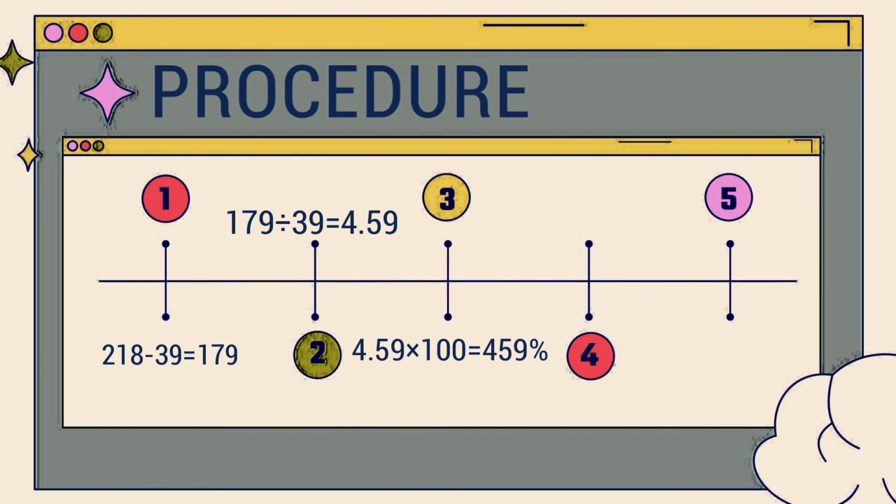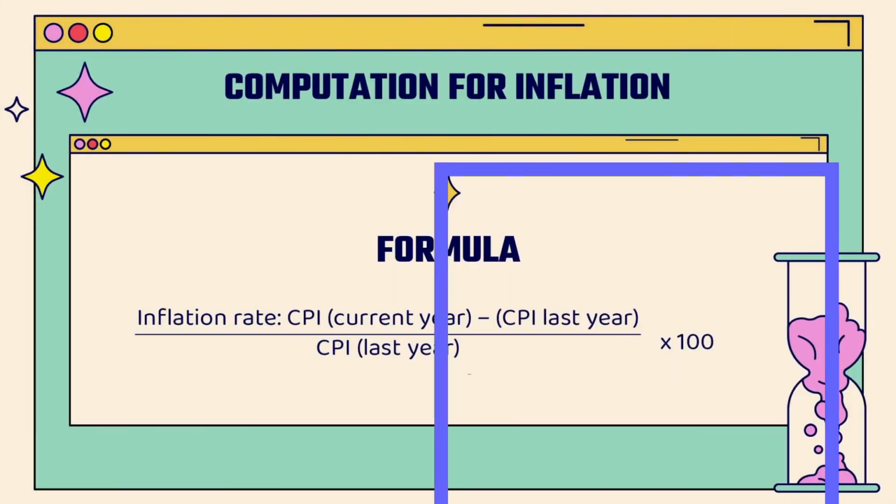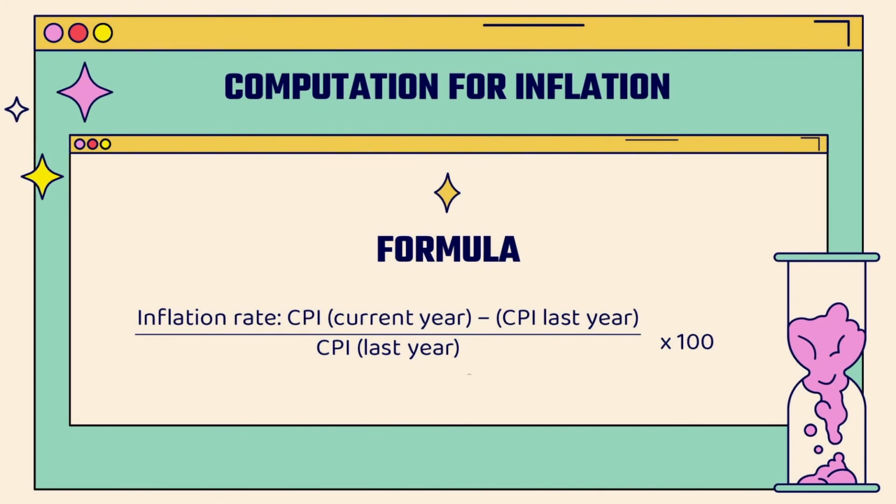Fourth, multiply the dollar amount by the increase of 4.59. Multiply 5,000 times 4.59. This gives you 22,950. Fifth, add the amount to your original number. This will be 5,000 plus 22,950. Performing these calculations gives you 27,950. Here is the formula for the computation for inflation.